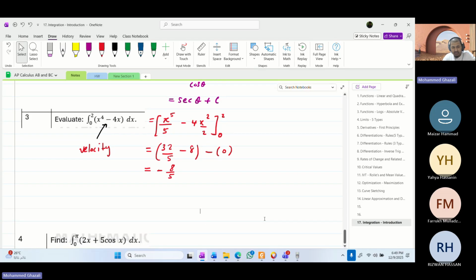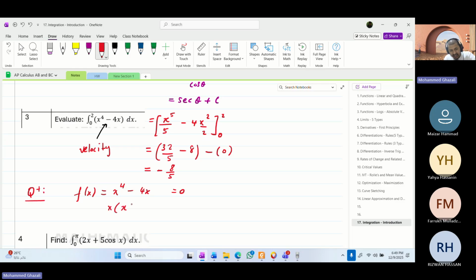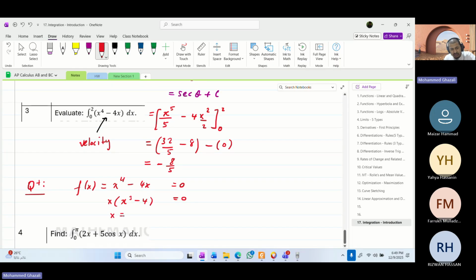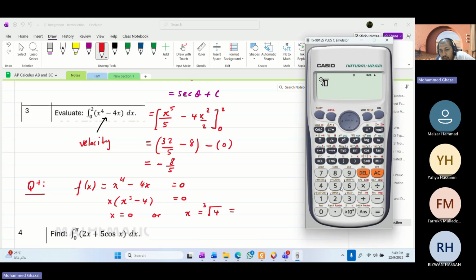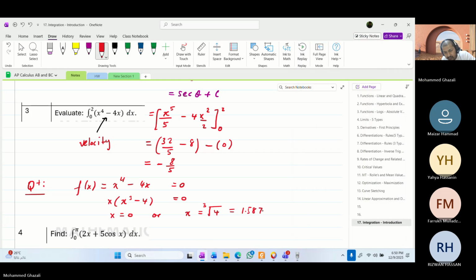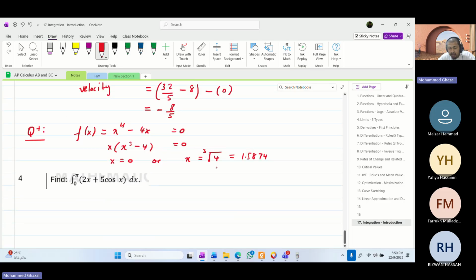What are the x-intercepts of this function? Remember, you have to set it equal to 0. Let's call it f of x. x to the power 4 minus 4x, make it equal to 0. Remember, this is just an addition question. You take out x as a common factor, you're left with x cubed minus 4 is equal to 0. So you're going to get x is equal to 0, or x is equal to the cube root of 4, which is approximately equal to 1.5874.